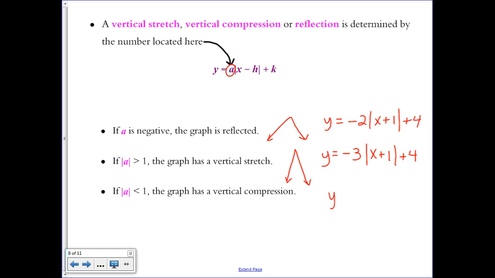If the value of a without the negative sign is less than 1, that would be something like y equals negative 1/3 and some other stuff after it. So if the a value is 1/3, remember ignoring the negative sign, that's when you get the compression, the wider V that kind of moves more slowly in the downward direction. So you can see the way that a affects the shape of the graph.